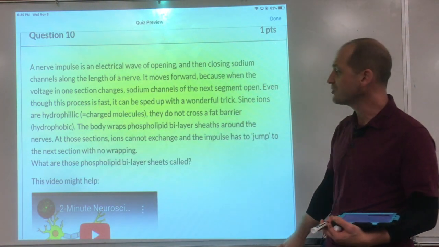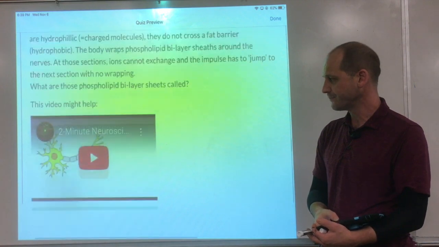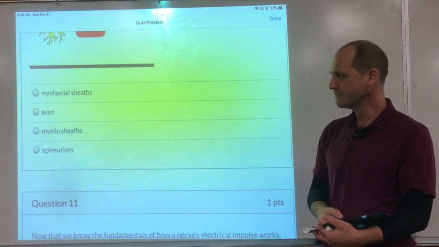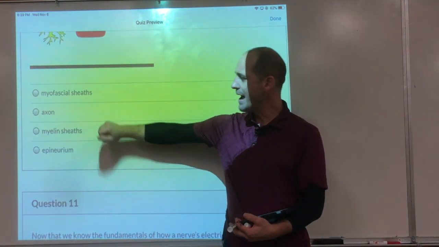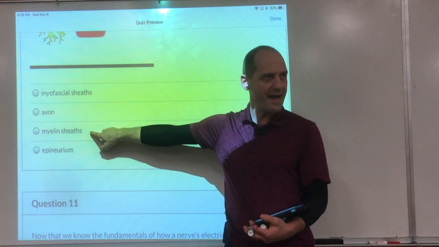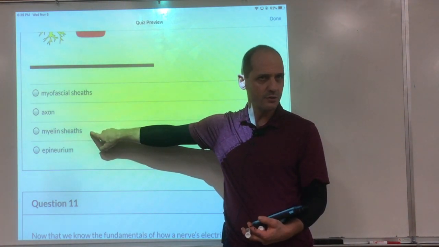What are those phospholipid bilayer sheets called? Ta-da! Myelin sheet. So the myelin is the insulator of nerves.